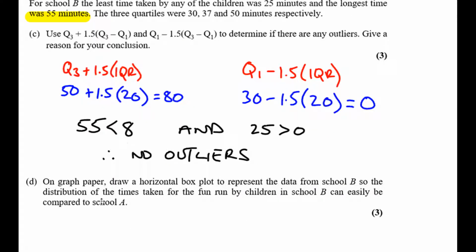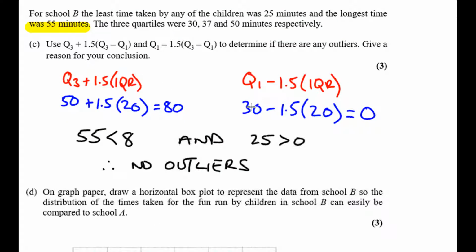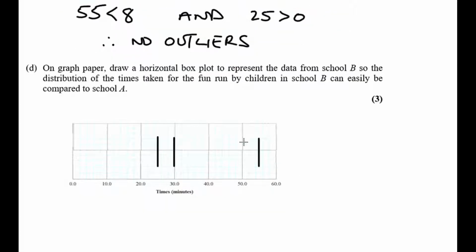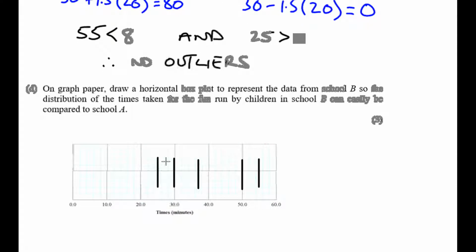Next we're asked to produce on graph paper a horizontal box plot to represent the data from school B, so the distribution of the times taken for the fun run by both schools can be easily compared. Let's start with our maximum and our minimum, 25 and 55. Then the lower quartile, the upper quartile, and the median. Those have all been marked off.